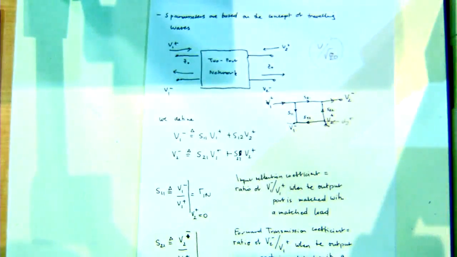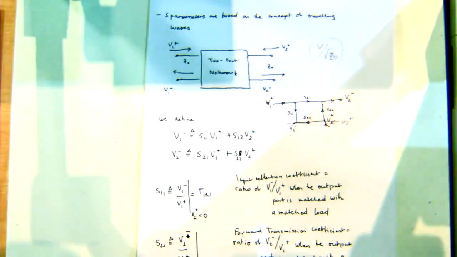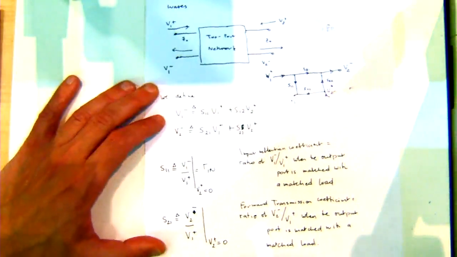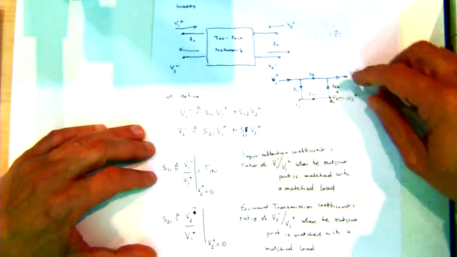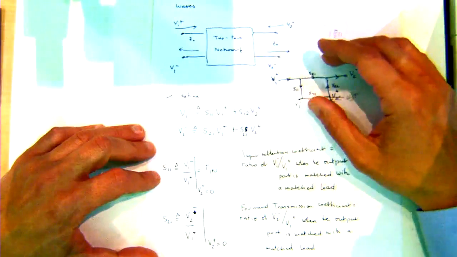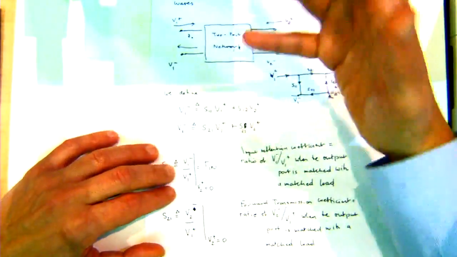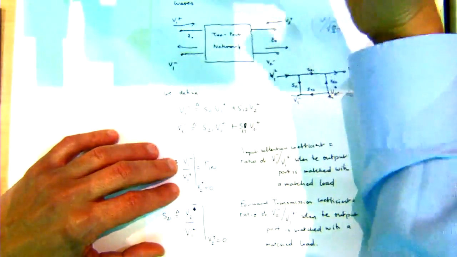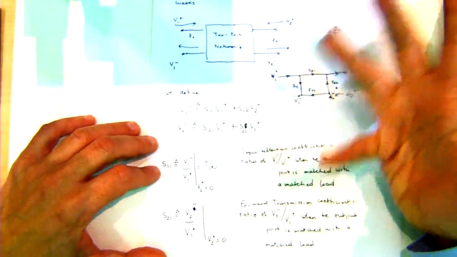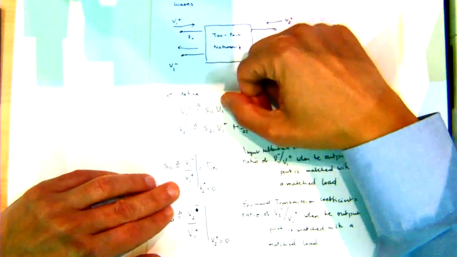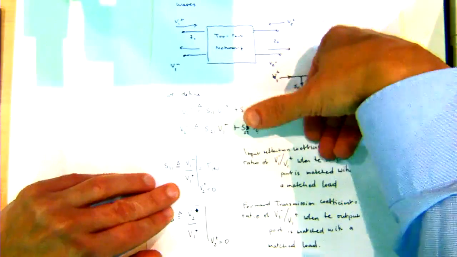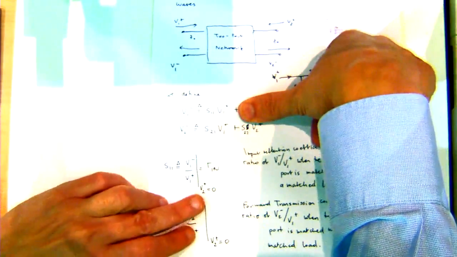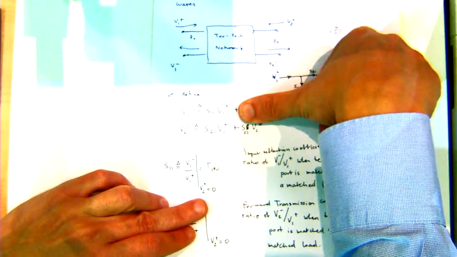Now, just for everyone's benefit, I have to define these scattering coefficients. And how they're defined, I should say, and not that I've defined them, I'm copying how other people have defined scattering parameters. This is just a standard definition. In this particular case, S11 is the ratio of V1 minus to V1 plus when V2 plus is equal to 0.